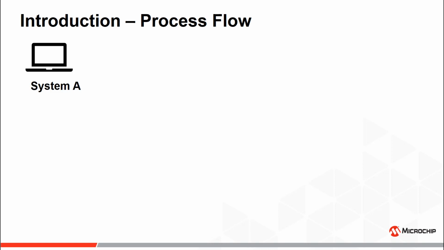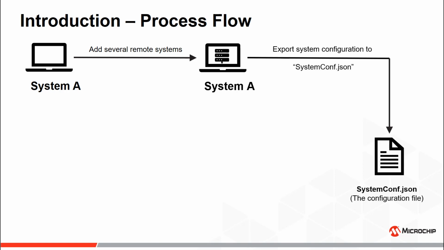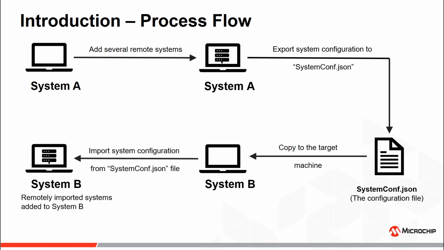For example, System A is running with MaxView Storage Manager that adds multiple remote systems for storage management and then exports the system configuration of remotely added machines into a systemconf.json file. The file is then copied onto the target system, System B, which can be used to import the configuration of all the remotely added machines to System B. This enables the user to manage the storage of all the remotely added systems through System B.